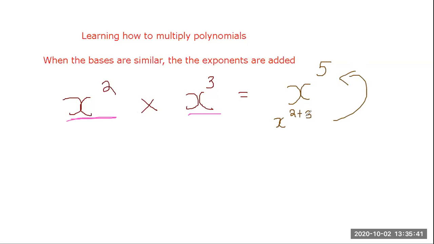I'll try and tie in the like terms after. If I was adding these two, if this wasn't a multiply sign, I couldn't do anything because they're not like terms. But when I'm multiplying, they aren't like terms, but because I'm multiplying and they have the same base, I can add the exponents. I'm going to let that sink in for a minute.